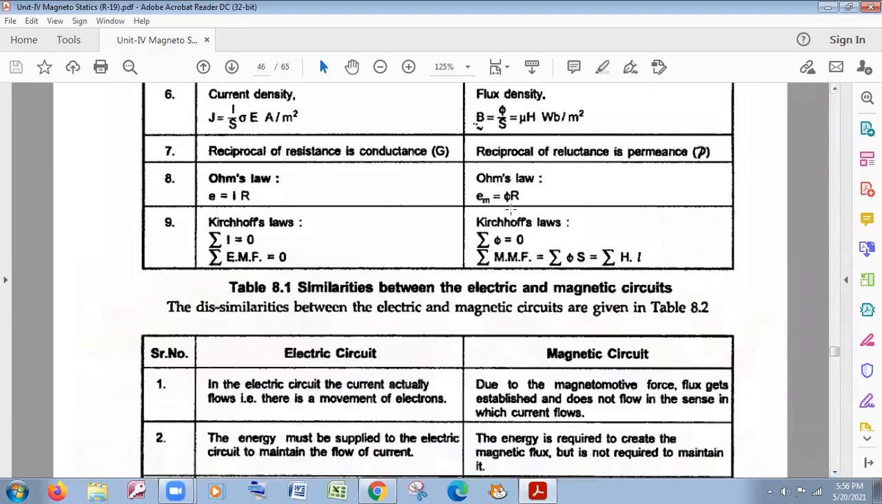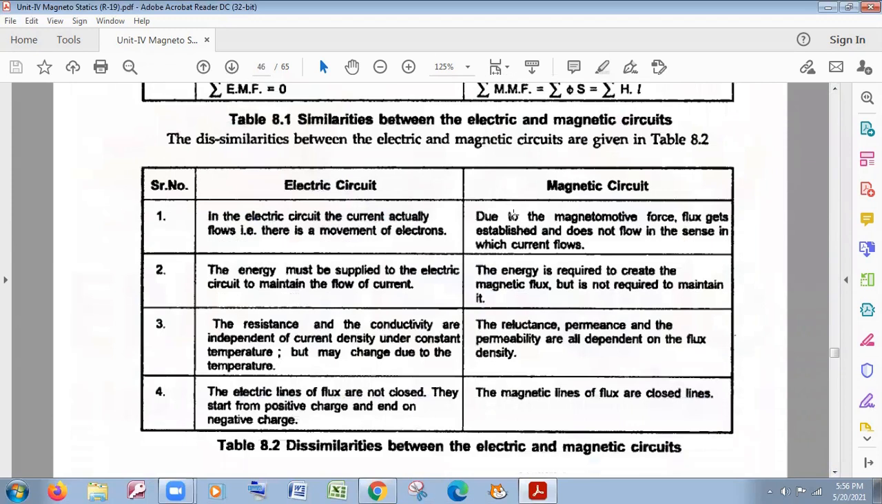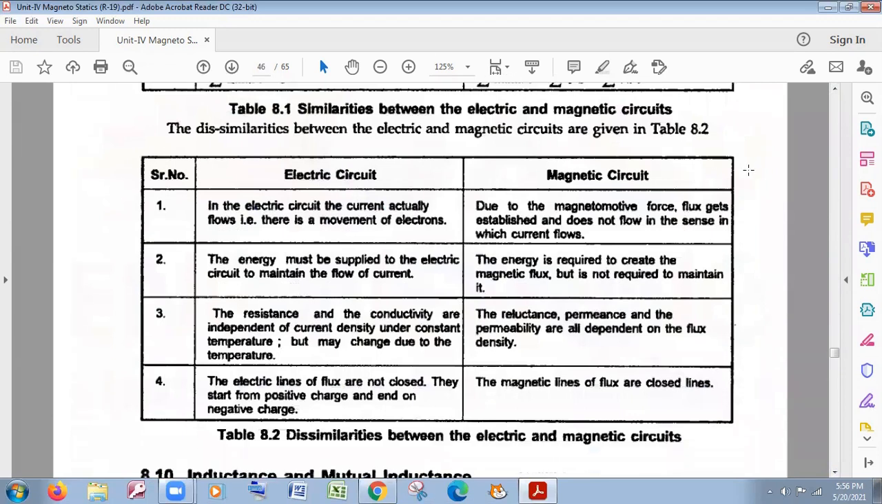Now here there is a difference between electric and magnetic circuits. In the electric circuit, the current actually flows, that is, there is a movement of electrons. In the magnetic circuit, due to the magnetomotive force, flux gets established and does not flow in the sense in which the current flows.